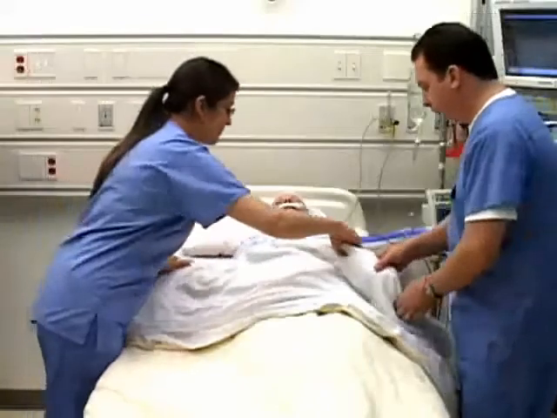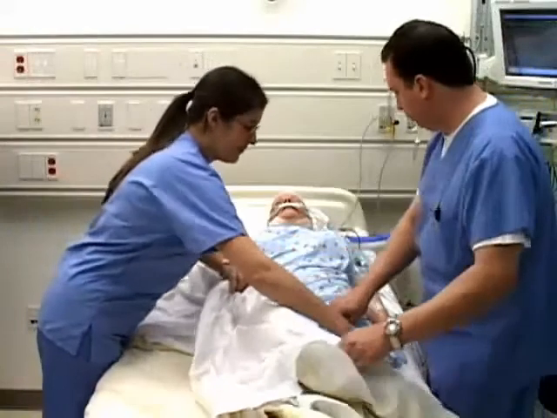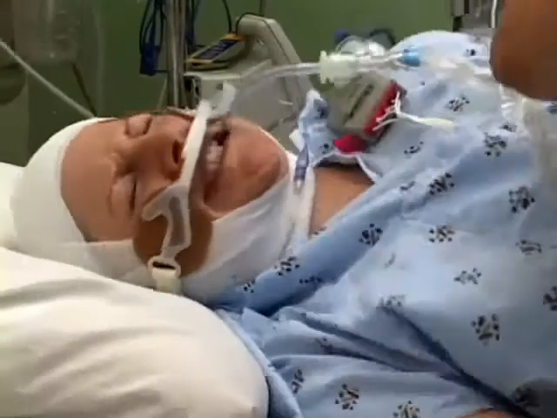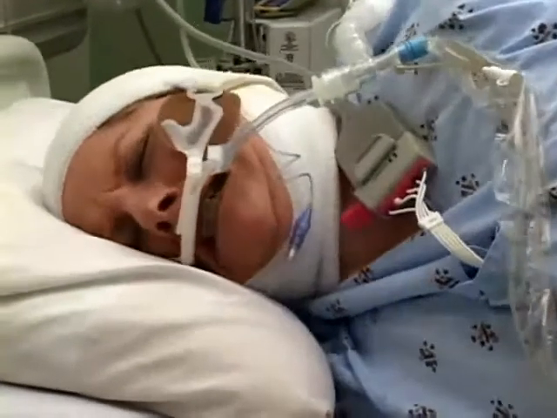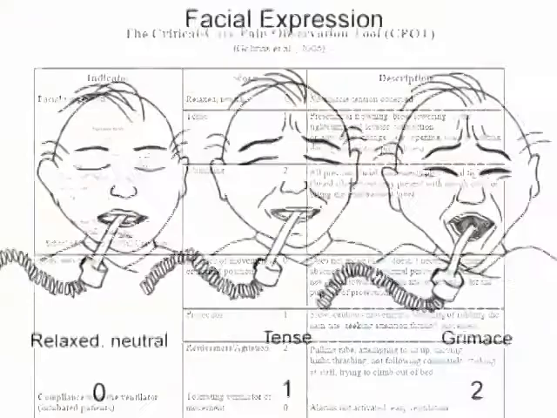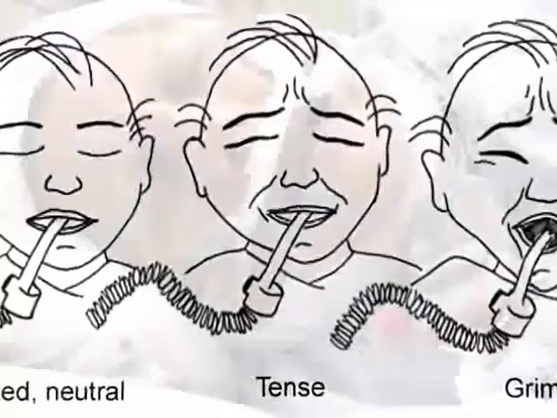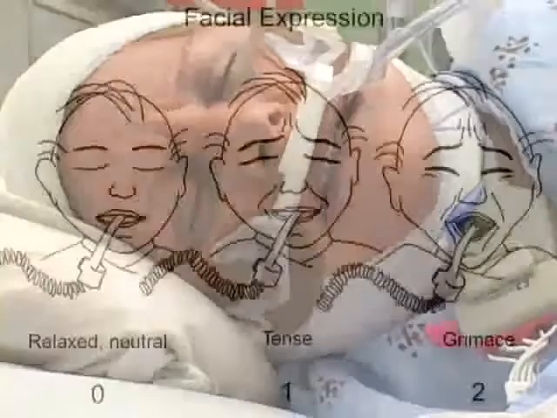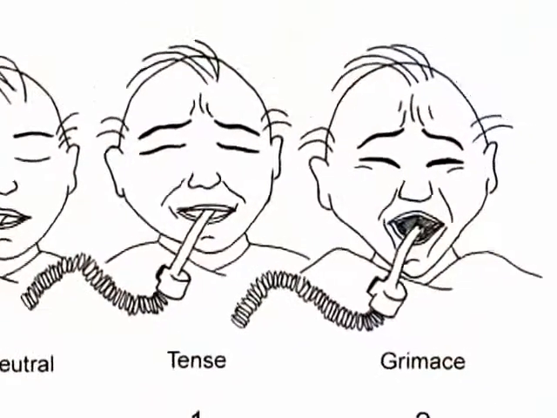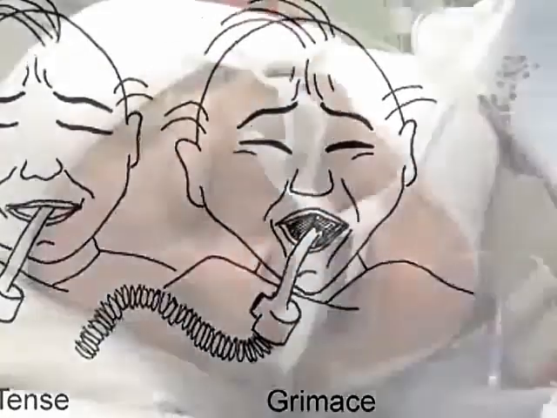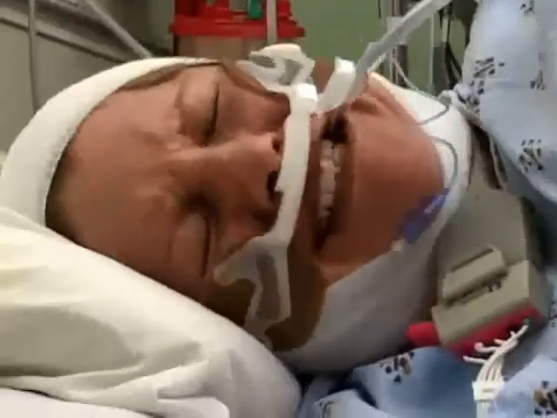As a patient is being turned, the nurse looks at the patient's face to note any reactions such as frowning or grimacing. These reactions may be brief. As noted on the CPOT photos, a score of 1 consists of a tense face, which is usually exhibited as frowning or brow lowering. A score of 2 refers to grimacing, which is a contraction of the full face, including eyes tightly closed and contraction of the muscle of the cheeks.